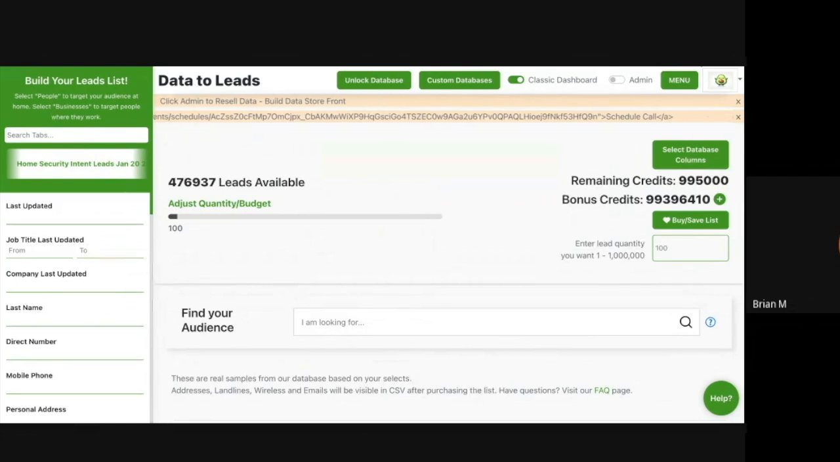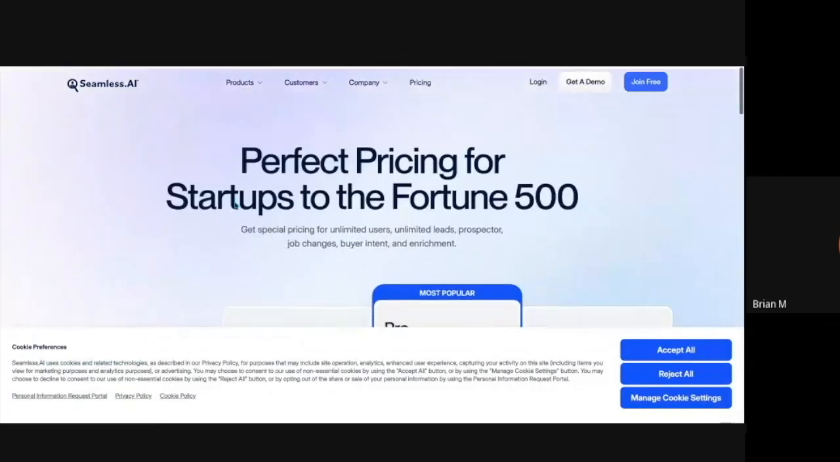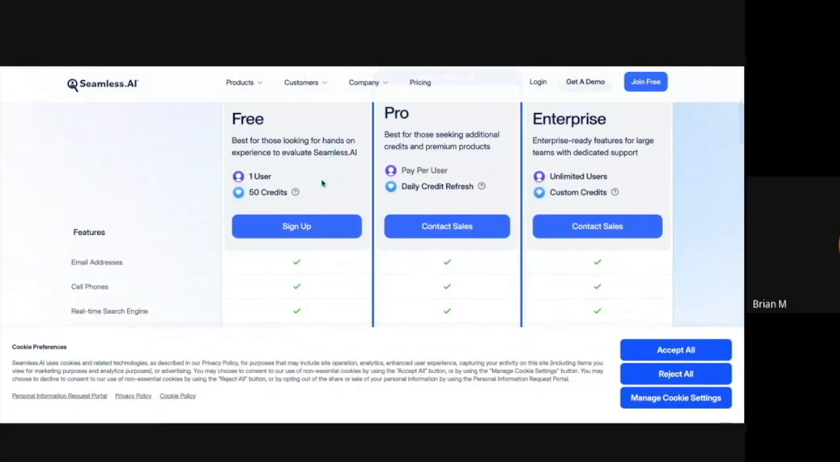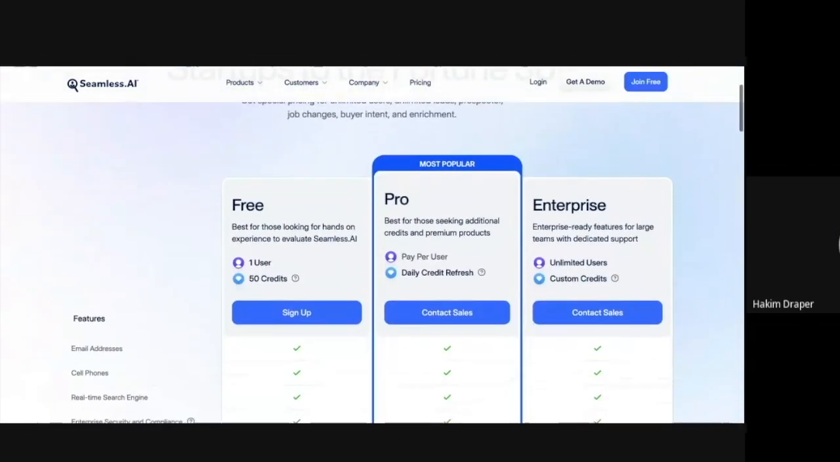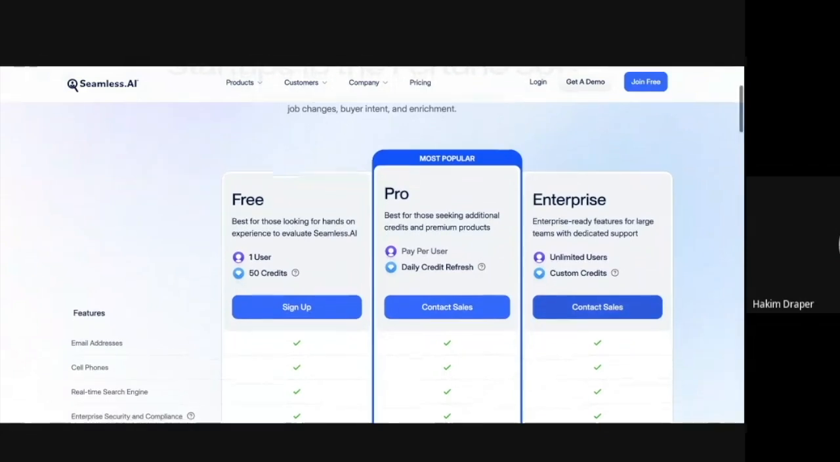The whole concept originally was, what's wrong with Seamless AI? What's wrong with Apollo? All these companies. This is what I say all the time to people when they want to know what we do as a platform. Listen, everybody has all this data.